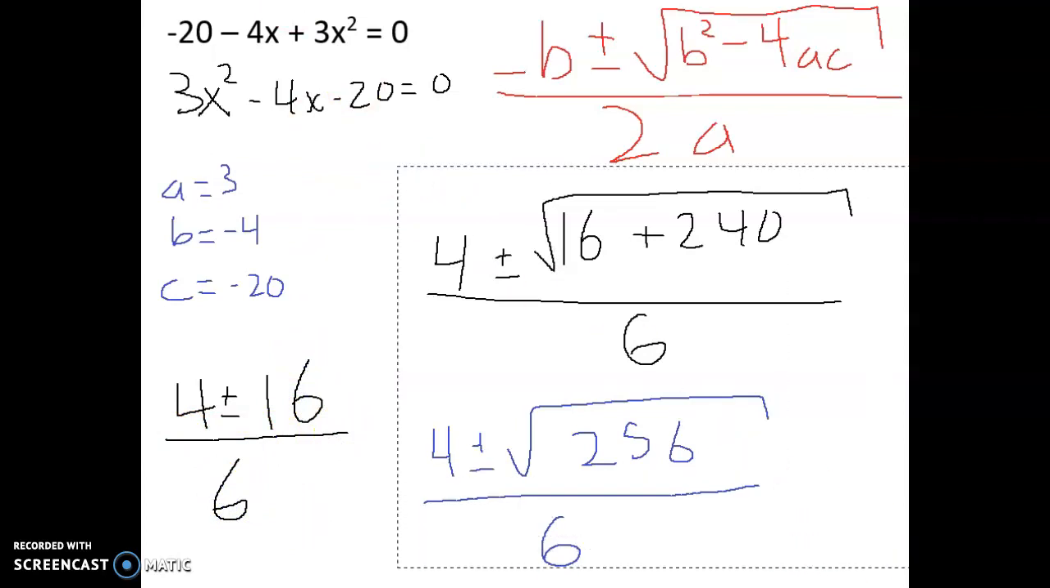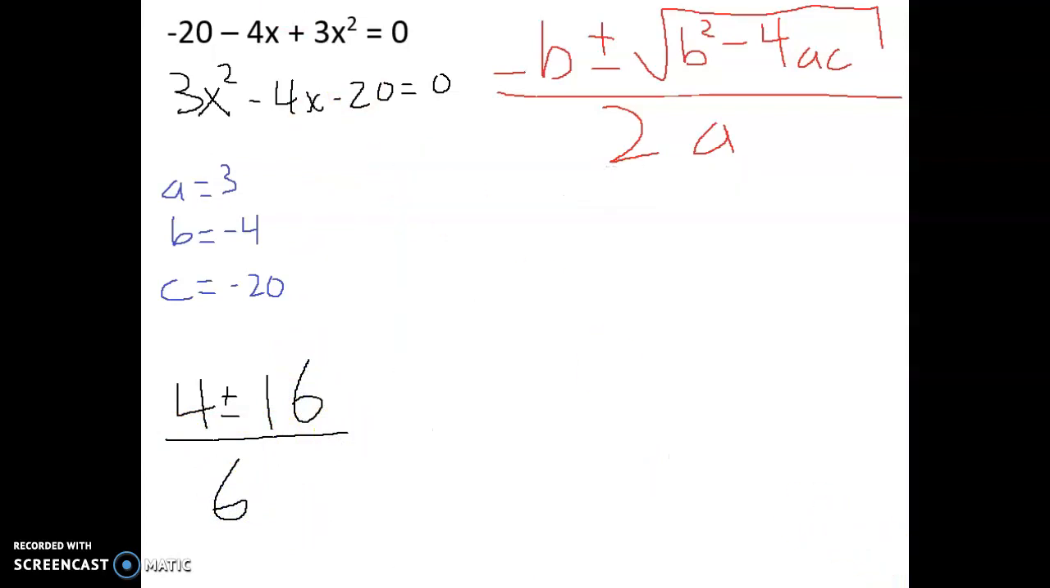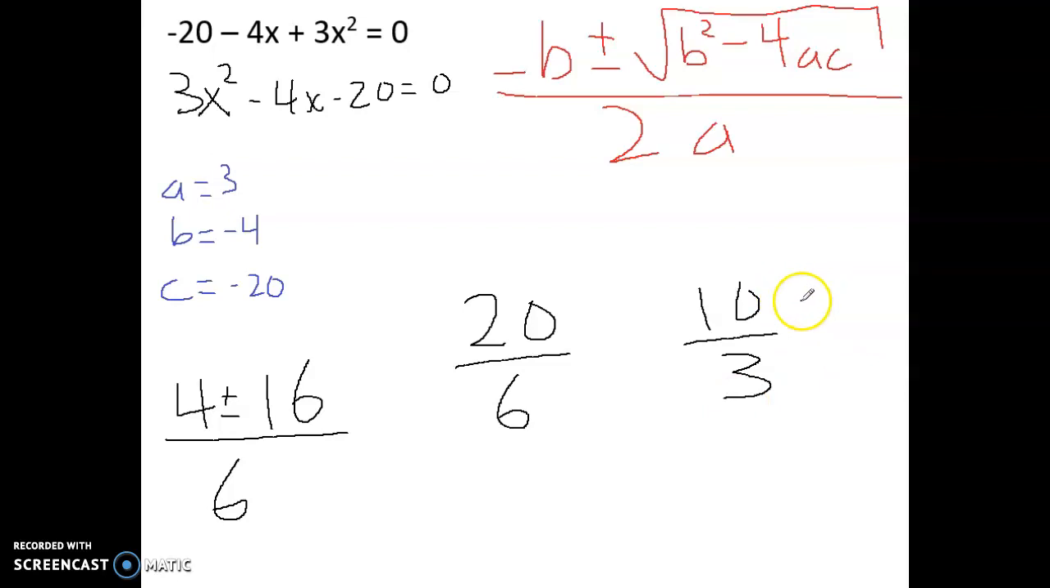All right, so now like I mentioned earlier, we have two solutions. 4 plus 16 gives you 20 divided by 6, and you can reduce that down. They both are divisible by 2, so you get 10 over 3. I don't know how your instructor likes you to write answers, 10 over 3, or 3 1/3, or if you want to use decimals, but that's how I would write the answer, 10 over 3.